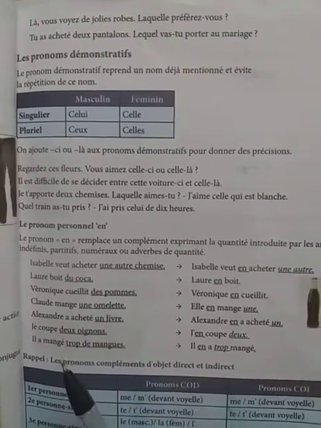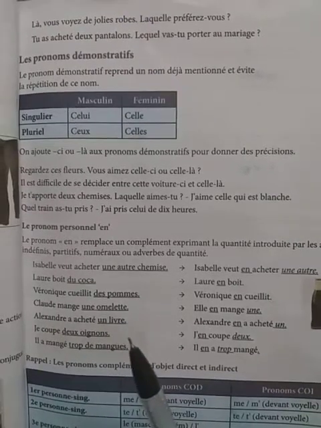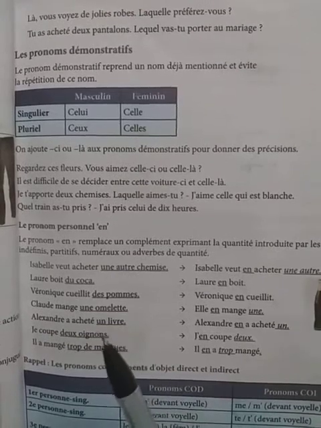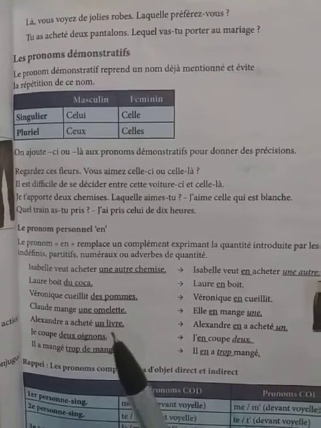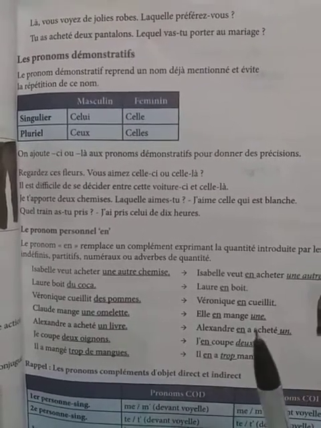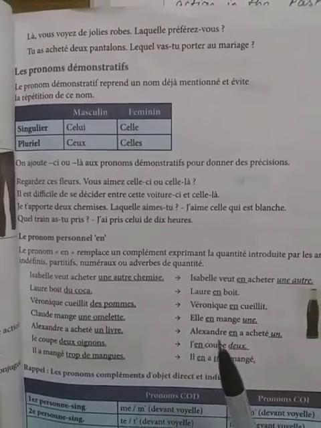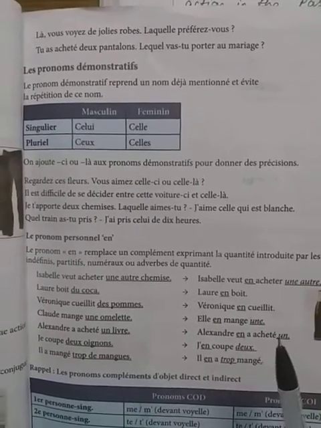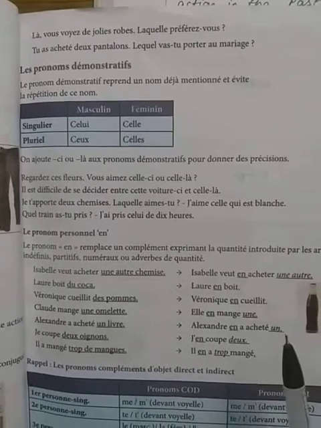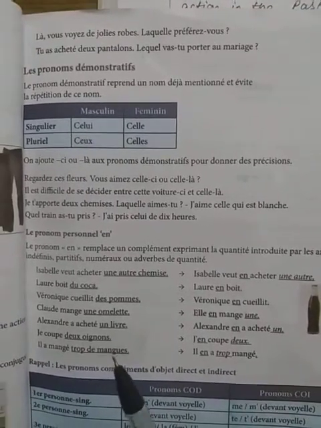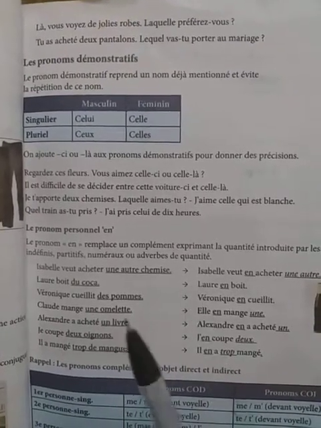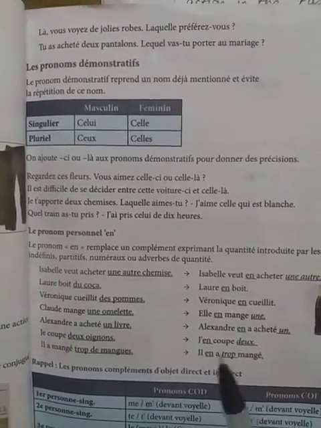Then the next example, Alexandre achète un livre. Alexandre bought a book. Here, bought a book, one book. The indefinite article un is there. So you have to mention the number, one book. Replace it by the en pronoun. Alexandre en achète un. Alexandre bought one of it. Numbers means you have to mention the numbers. General quantity means no need to mention, you can replace the whole underlined part here. Numbers you have to mention in the answers.